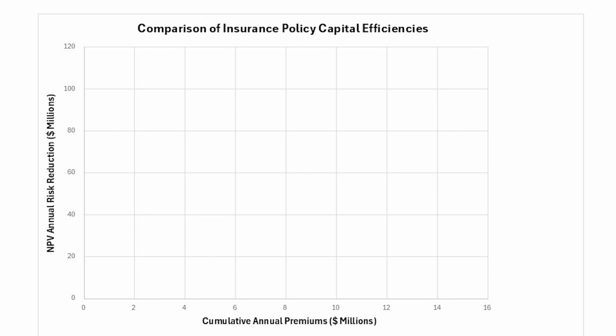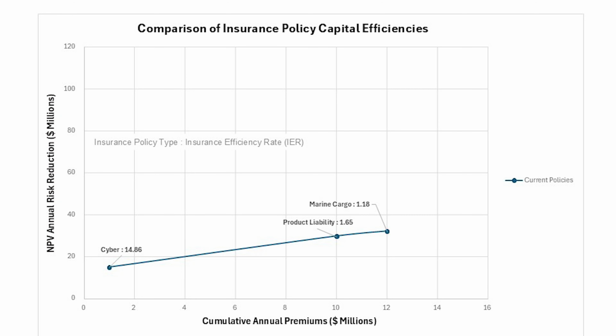Let's consider a graphical comparison of the current portfolio of policies to the efficient portfolio. On the horizontal axis, we will accumulate the annual spending on policies. On the vertical axis, we will accumulate the annual risk reduction as measured in NPV gains. We prioritize the insurance budget based on the insurance efficiency rates.